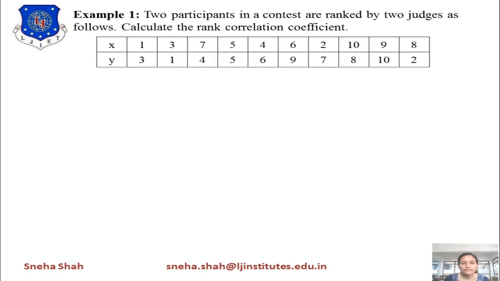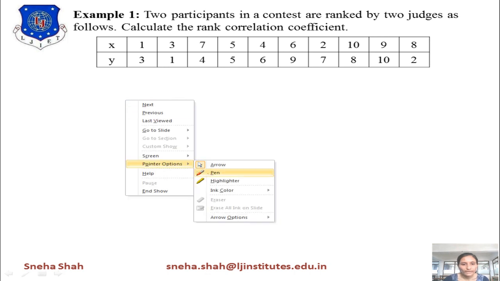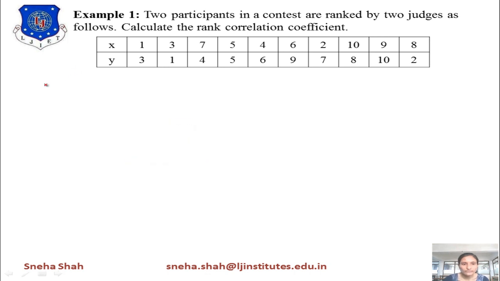The first example is: two participants in a contest are ranked by two judges, Judge X and Judge Y, as follows. So this distribution is given to you. Now you have to calculate the rank correlation coefficient. So how will you find the rank correlation coefficient? Starting with this distribution, I will write it in column form.